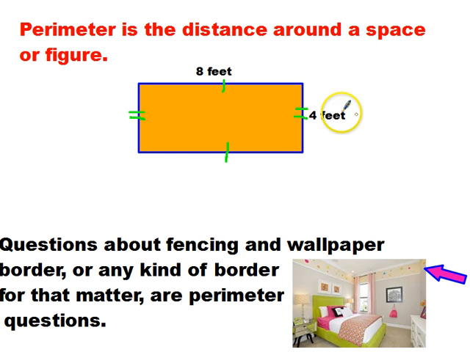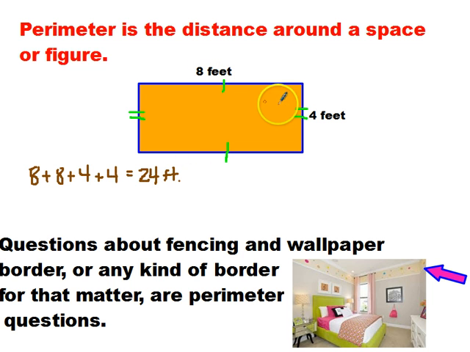So, the way to figure out a perimeter is to add it all up because it's this distance plus that distance plus that distance plus that distance. So one way to do it is to take our 8 plus 8 plus 4 plus 4. And 8 and 8 is 16, 16 plus 4 is 20, 20 plus 4 is 24. Always remember to label.